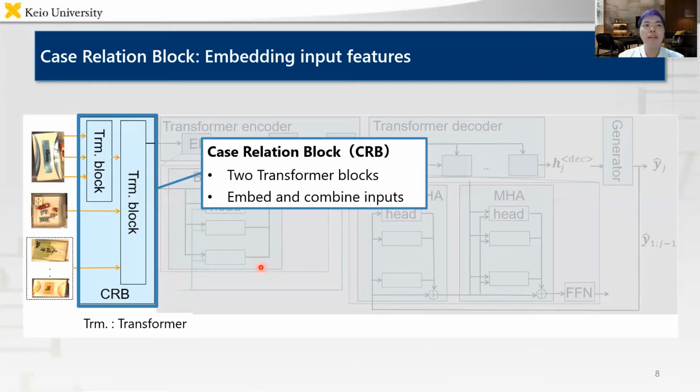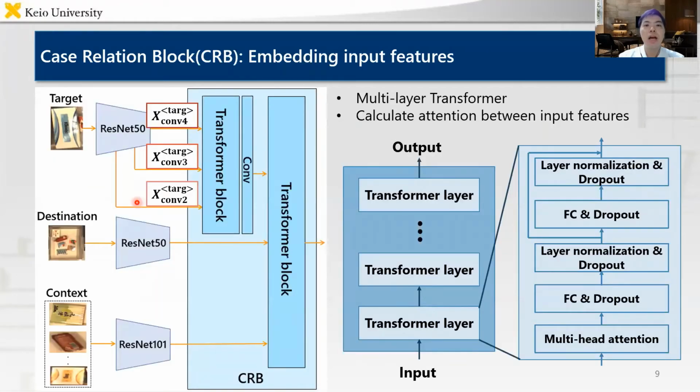These input features are embedded by the case relation block. At the time of the paper, it was a fully connected layer, but we have extended our research from there, and now we are using two transformer blocks. The next slide shows the details of the case relation block. I will explain the details of CRB.